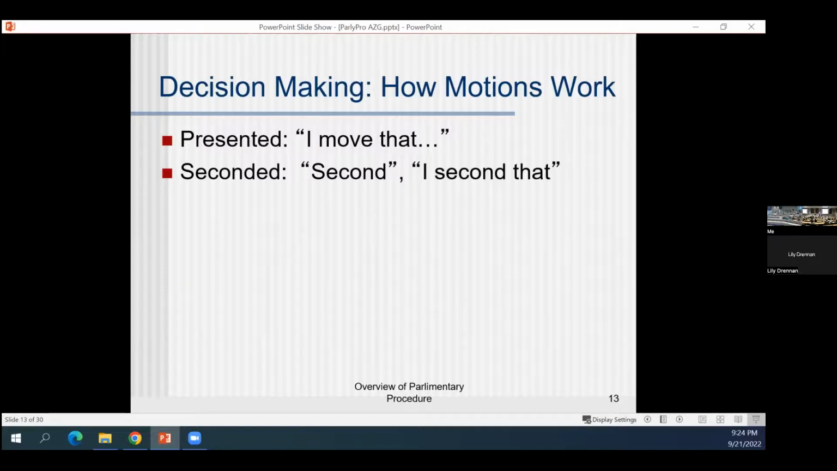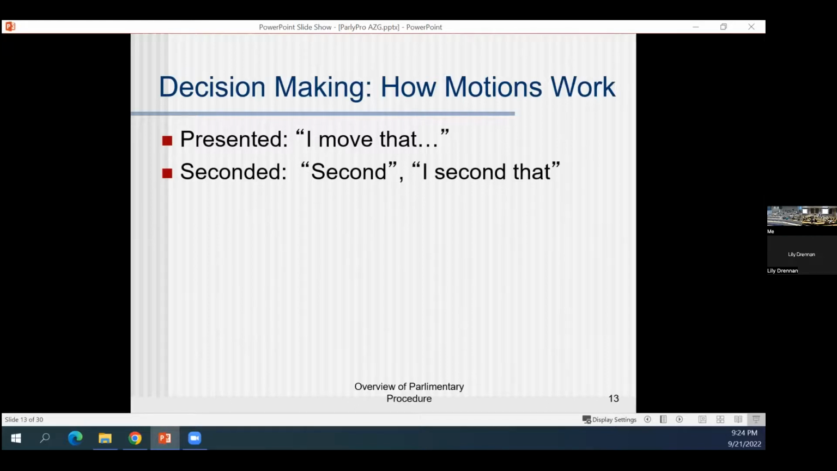So be careful to listen to what's being said before you jump up and second something. You don't want to be the one who locks the chapter into a half-hour discussion on something frivolous because you seconded someone's really kind of crazy, poorly thought out idea.